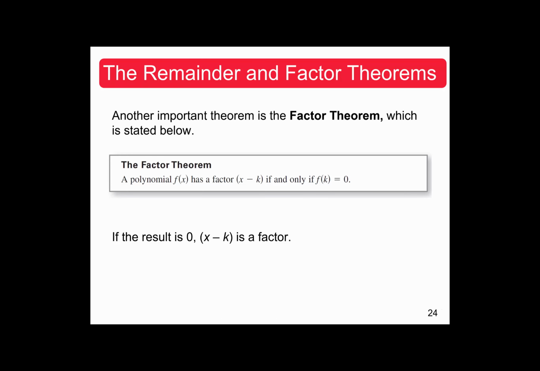And the factor theorem. So let's say a polynomial has a factor of x minus k, that means if and only if f of k equals 0. Meaning there's no remainder, then it's got to be a factor, right? Otherwise, it won't be a factor. If the remainder is not 0, then it's not a factor. So if the remainder is 0, then x minus k is a factor.